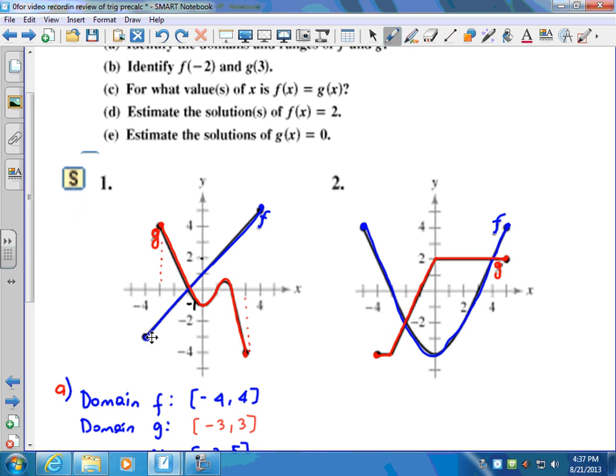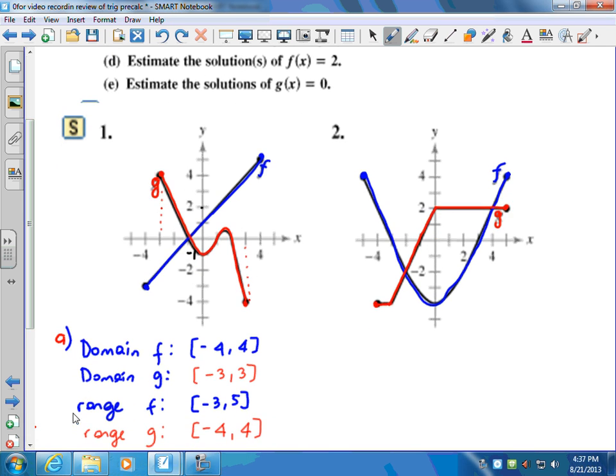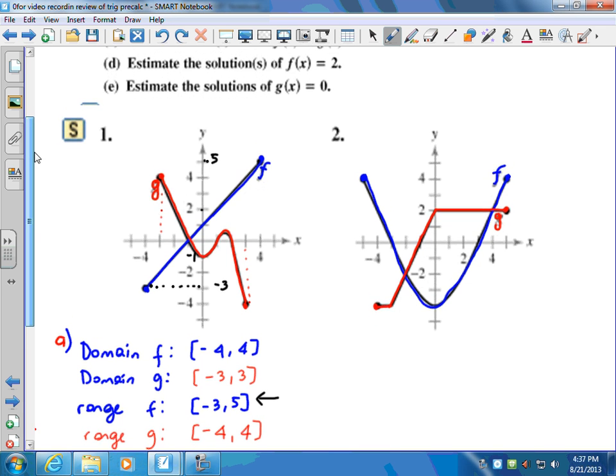And what about the range? The range for f is the possible y values, right? I'm talking about the range, so let's come down here. The range of f is negative 3 to 5. That's because the lowest point of f on the y-axis is negative 3, and the highest point of f along the y-axis is 5. Similarly, you can go through the domain and range for g. I'll let you check the answers there.